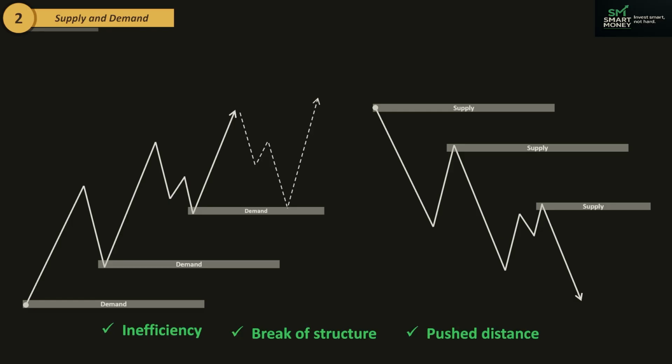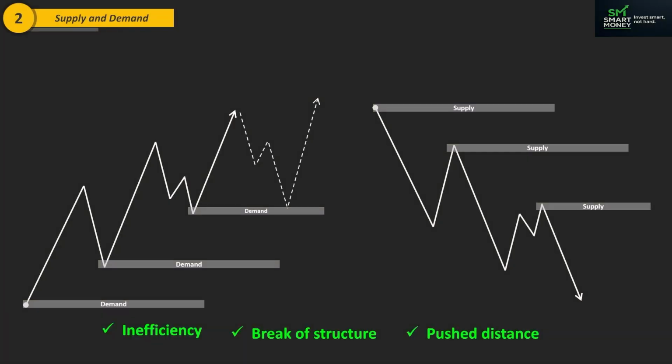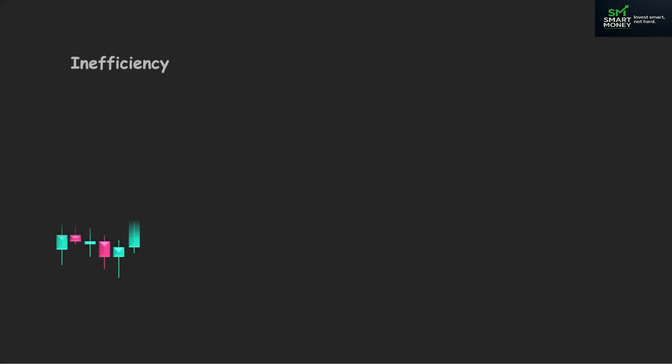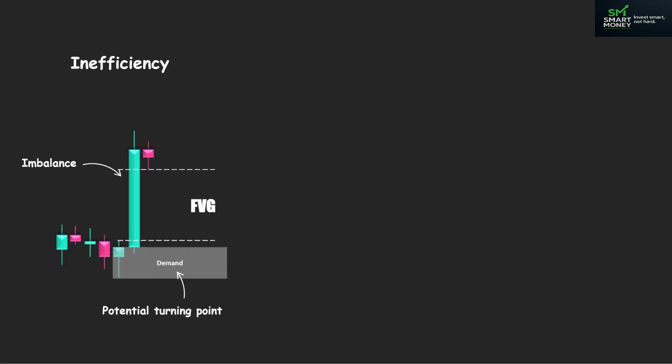However, several key factors make a supply or demand zone stronger: inefficiency, break of structure, and the push distance. Inefficiency happens when price leaves an area very quickly because there is an imbalance between buying and selling pressure. We can see this through fair value gaps left between candles. These gaps show that there wasn't enough supply or demand at that level, which makes the demand zone stronger.